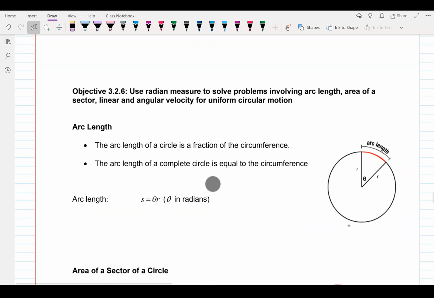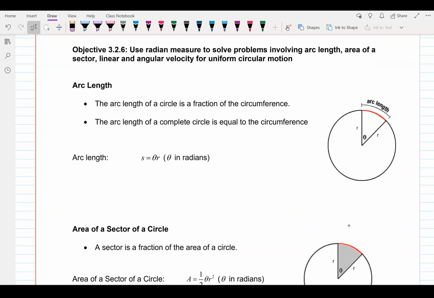Let's move on to the final section of today's video, which is dealing with arc length and the area of a sector of a circle.